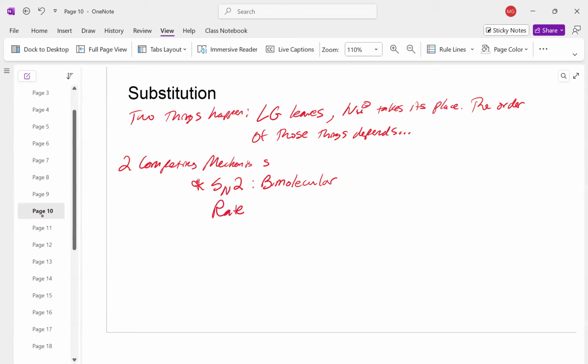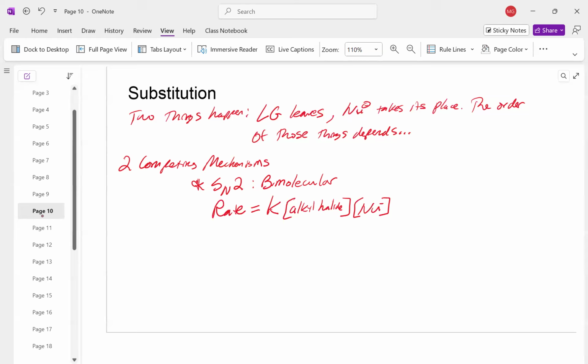And so the rate law for an SN2 mechanism is equal to k, the rate constant, don't worry about having to calculate that, times the concentration of the alkyl halide times the concentration of the nucleophile. Notice in this rate law, which is a measure of the rate determining step, it's dependent upon both reactants. If you change one, you change the rate of the reaction. If you change the other, the rate of the reaction changes as well.